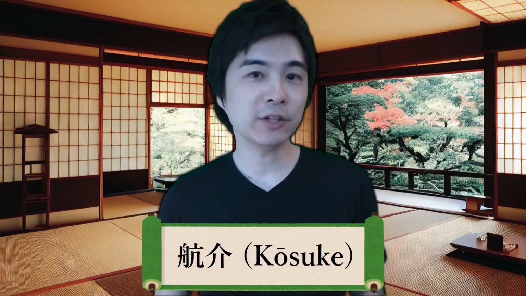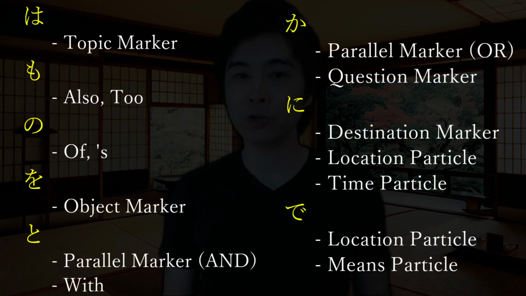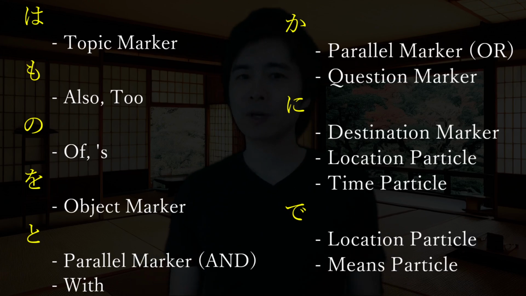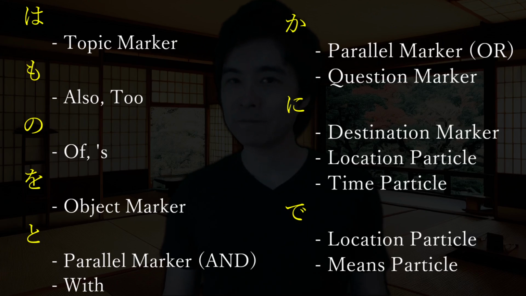In this video, let's review 8 important JLPT N5 level particles that we have learned up until this point. We have already learned many particles. These are the particles that we will review in this lesson. Some are easy while some are complex, right? Do you remember all of them?